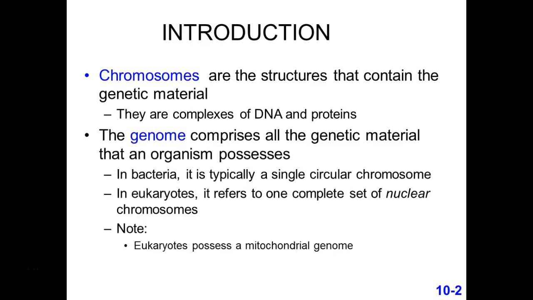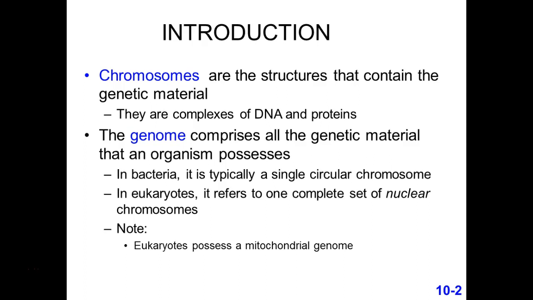So chromosomes contain the genetic material, but they're not just DNA, right? They are DNA and protein, and sometimes a little bit of RNA, depending at what phase of the cell cycle you're in for those cells. So for bacteria, as I said, they're circular. They're one strand of DNA usually, and it's a closed loop.